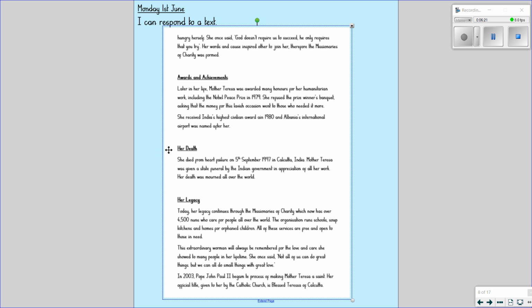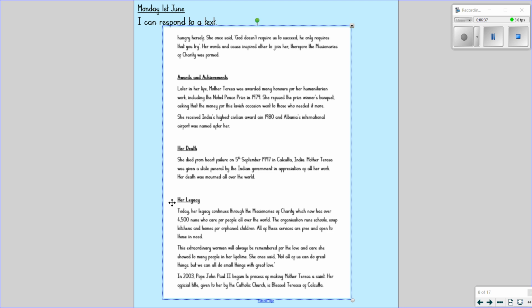Her death. She died from heart failure on the 5th of September 1997 in Calcutta, India. Mother Teresa was given a state funeral by the Indian government in appreciation of all her work. Her death was mourned all over the world.